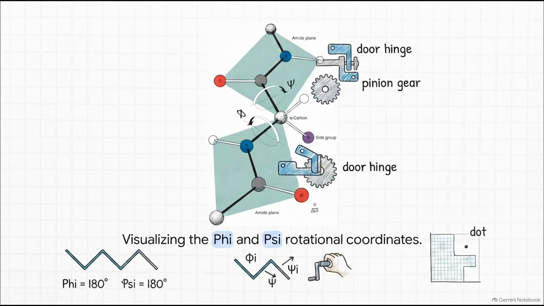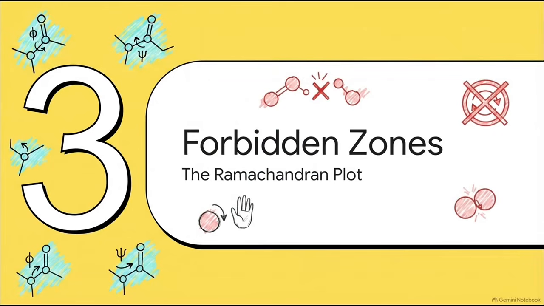If you look at the central alpha carbon, that's the atom right in the middle of our rotating hinges, you can visualize this perfectly. The angle of rotation between the nitrogen atom and this alpha carbon is phi. The rotation between the alpha carbon and the carbonyl carbon is psi. By convention, we say both angles are at 180 degrees when the polypeptide is fully extended. So just imagine these rigid amide planes swinging open and closed around that central carbon, acting like doors on very specific molecular hinges.